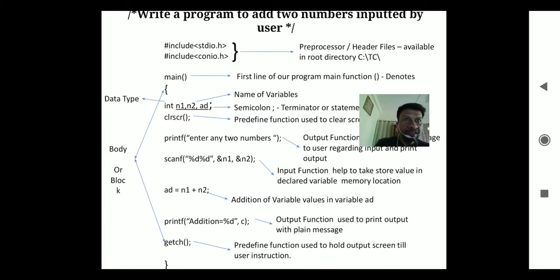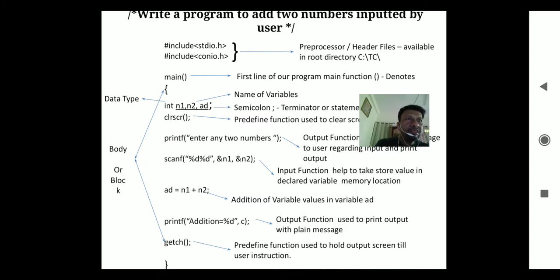Generally when we compile this program, according to the data type, the compiler allocates space in the temporary memory to store the values of the variables. So we write ampersand n1 and ampersand n2, that is the memory location of variable 1 and variable 2. Then these two lines are called input. Up to the clear screen function, we use the declaration section or initialization section. Printf and scanf are known as the input section.